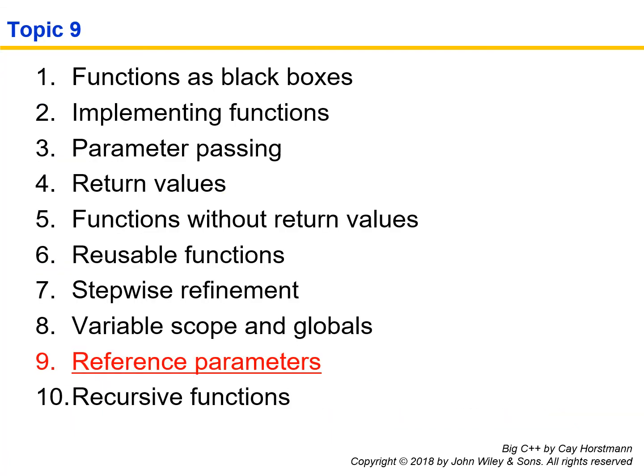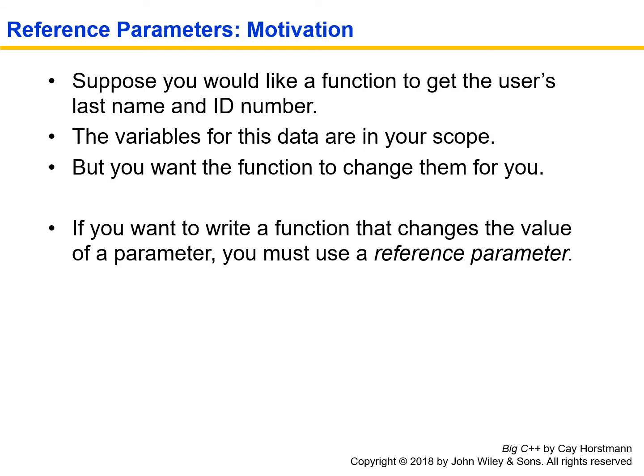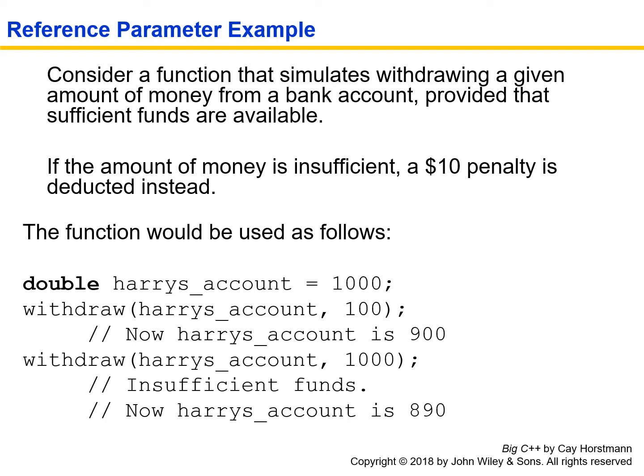Another solution to the global variable problem is to use reference parameters. Suppose you would like a function to get the user's last name and ID number. The variables for this data are in the main function scope, but you want the function to change them for you, or to set them for you. You use a reference parameter to do that.